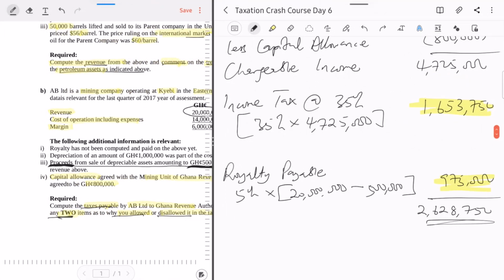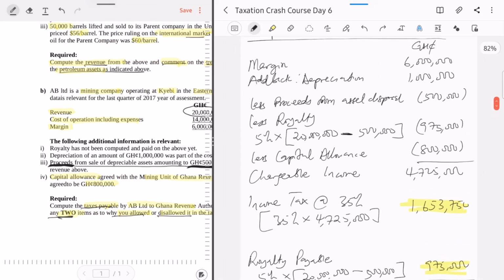So let's start with this one. Let's start with depreciation. That's the easiest. We are disallowing it because it is deemed to be an excluded expenditure under section 130 of Act 890. So the law is clear that depreciation is an excluded expenditure that must be disallowed. So that's my first item I'm commenting on, which is why I'm disallowing.